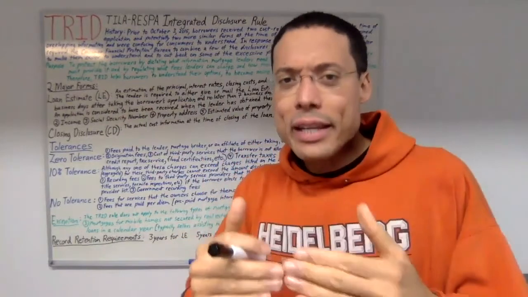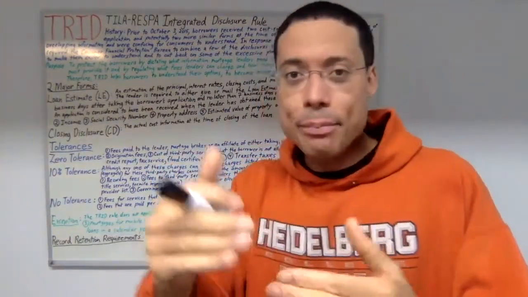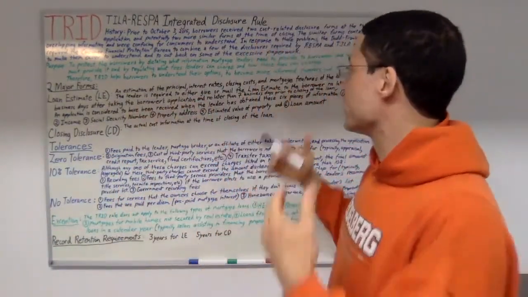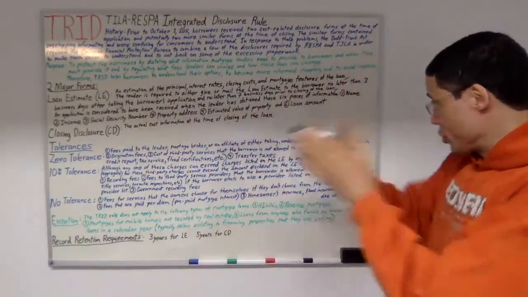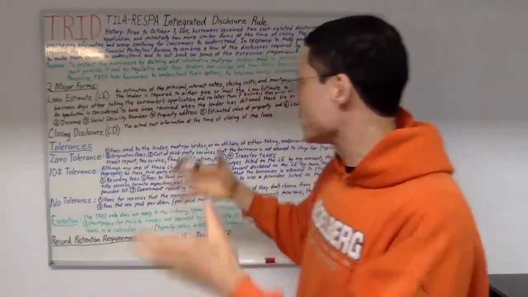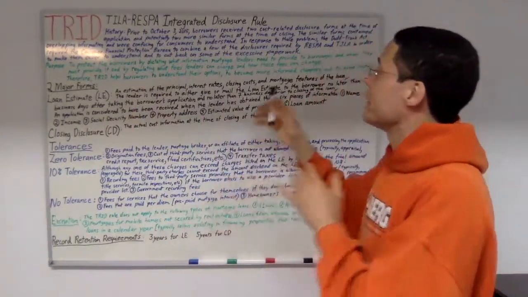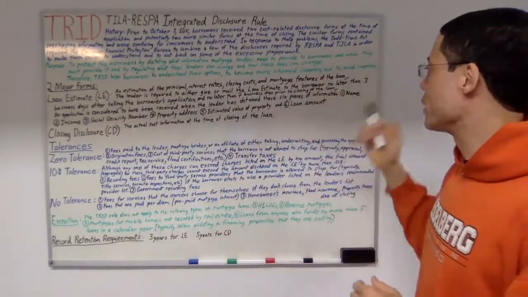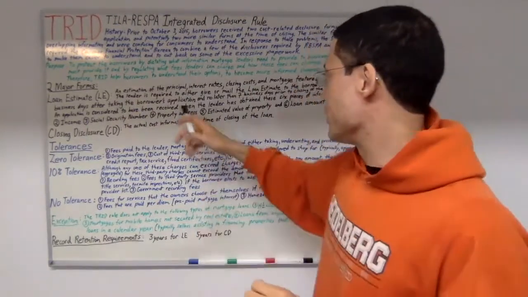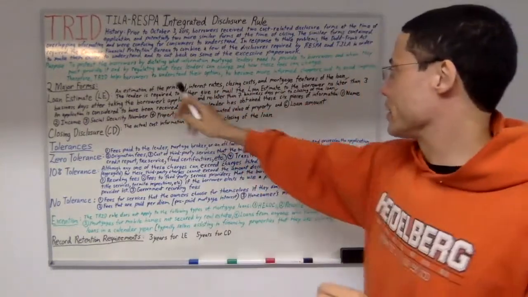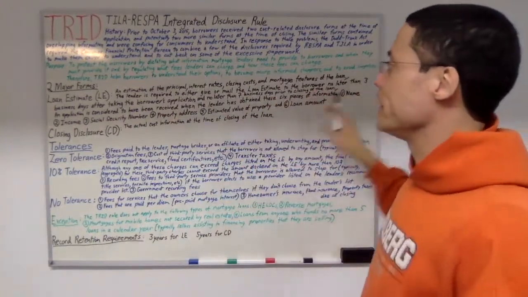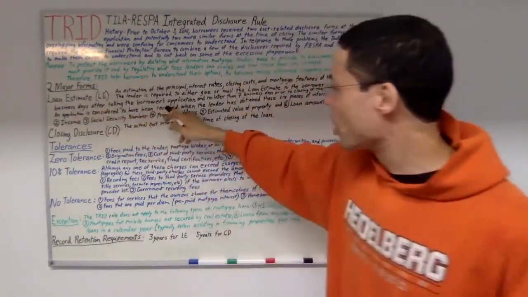Now, when must the LE be given? Well, the lender is required to either give or mail the loan estimate to the borrower no later than 3 business days after taking the borrower's application and no later than 7 business days prior to closing of the loan. Now, I mentioned the application, right? The lender is required to give or mail the loan estimate no later than 3 business days after taking the borrower's application.